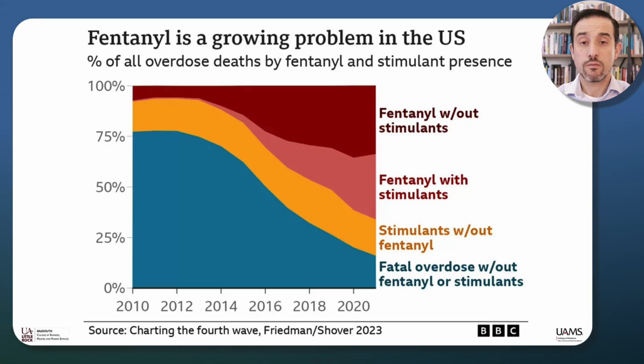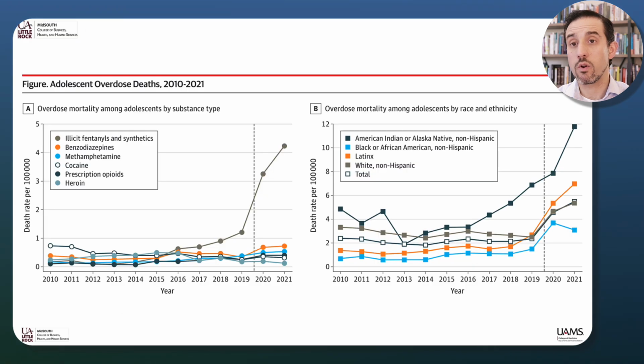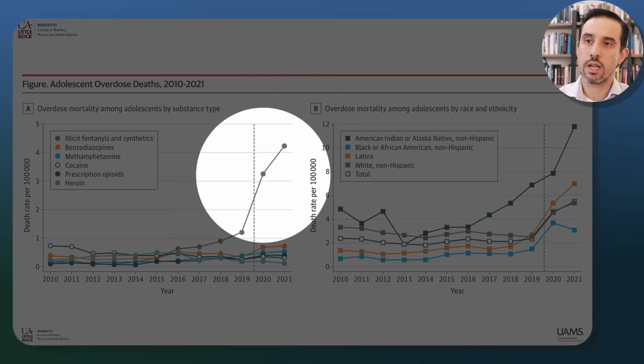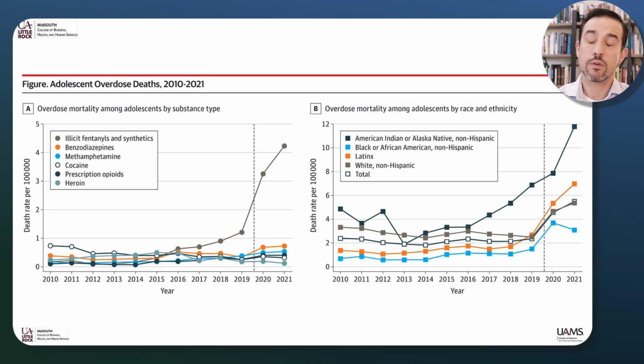And actually, kids are the fastest growing demographic of overdose death due to fentanyl in the last few years. If you look at this graph here on the left, 2019 through 2021, you can see this is for adolescents in particular. And fentanyl has just exploded.